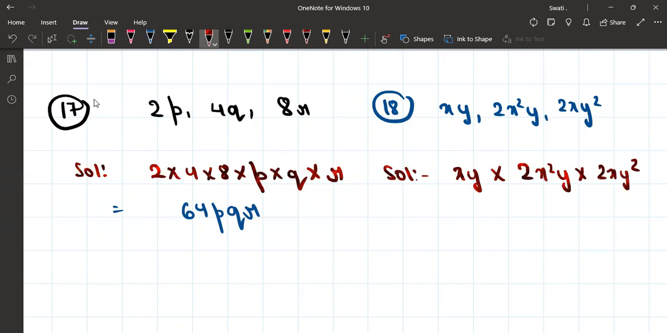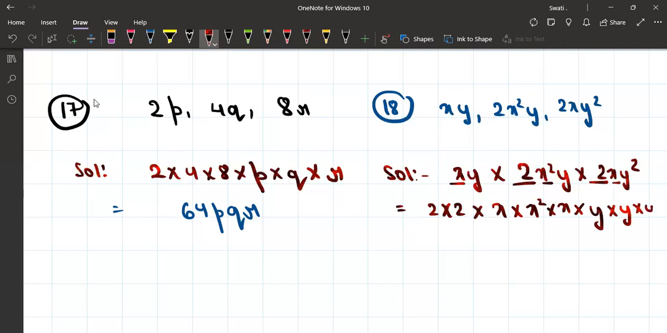So what I'm going to do here, I'm going to write down the numbers together. So this 2 and this 2, right? So 2 times 2. And now this x squared and this x together. So x times x squared times x, right? And now the last one is y. So y times y squared. So this will become 2 times 2, 4. Wherever there is no power, this is 1 only.